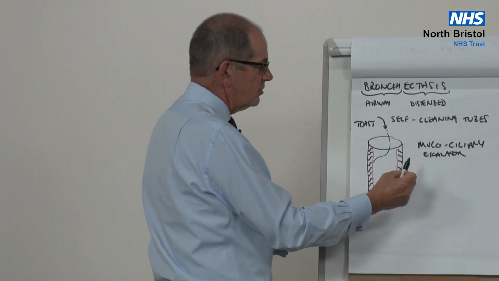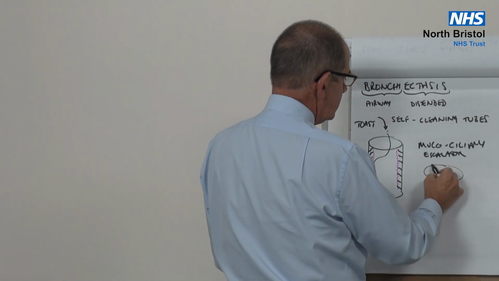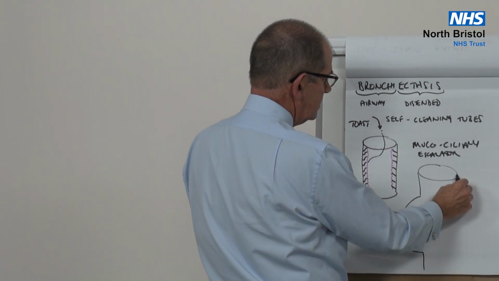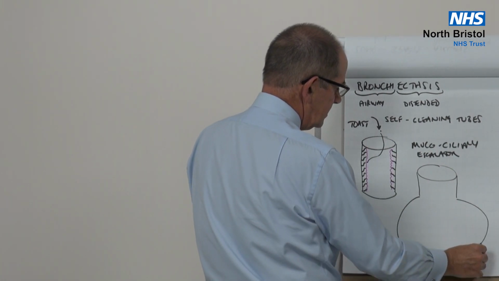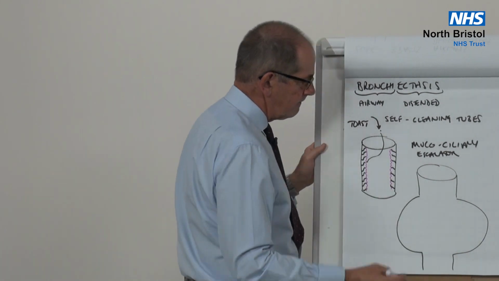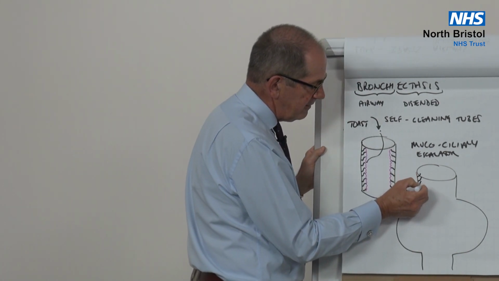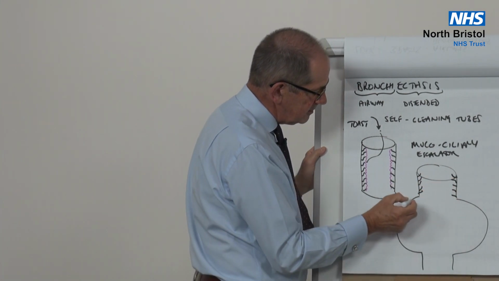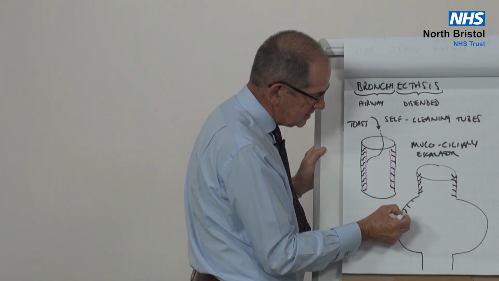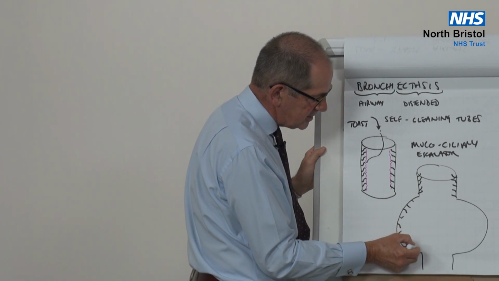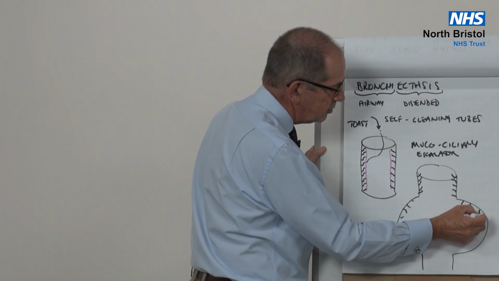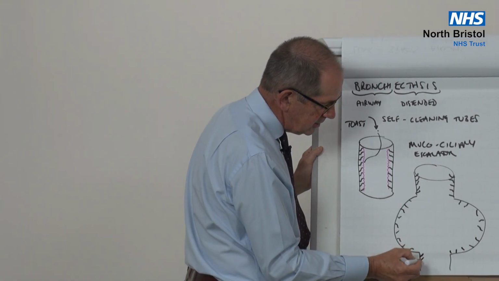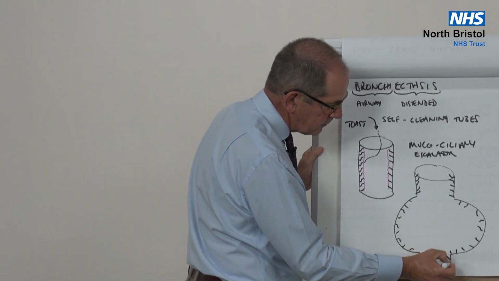Now here is a bronchiectatic airway, where part of the airway, for one reason or another, and we'll come on to that later, has become distended. So the cilia above the abnormal airway are working okay, but the cilia within the distended airway are disorganized and don't work properly. And then the cilia below are okay again.